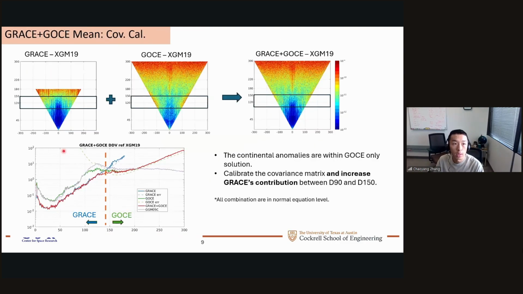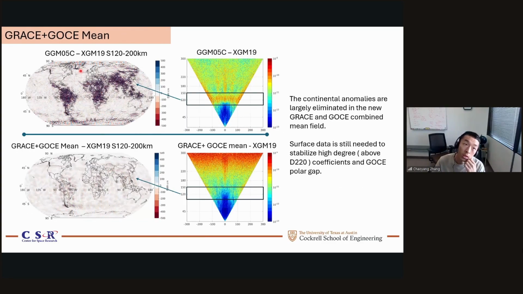So we reprocessed the latest GRACE data and the GOCE data, and we did more careful covariance calibration before we combined those two data sets. As you can see, GRACE mostly contributed below degree 150, while GOCE is above degree 150. And how does that look right now? On the top is the same plot for GGM05C at this band, while at the bottom is the new combined GRACE and GOCE mean, and we got rid of all those anomalies.